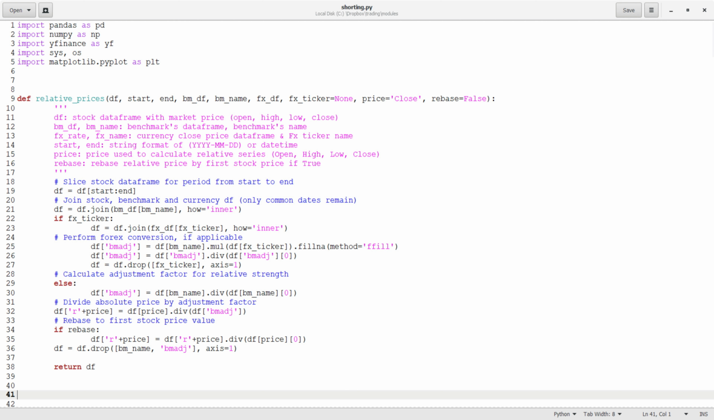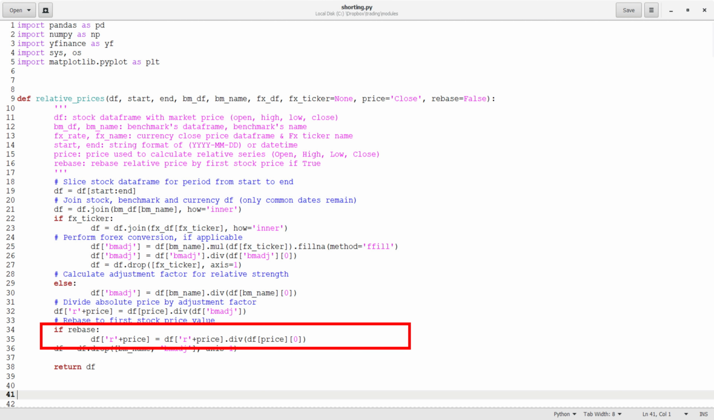The most important lines in this function are these. They join benchmark, forex and stock prices together, preserving only common dates. As you may know, the forex market works 24/7, while the stock market follows federal holidays. If you set rebase input to true, this line will rebase the entire relative price series even further. It does that by dividing the obtained relative price by the first value of the closing stock price. Doing so normalizes everything relative to the value of 1. This will allow you to compare relative prices across stocks with ease.